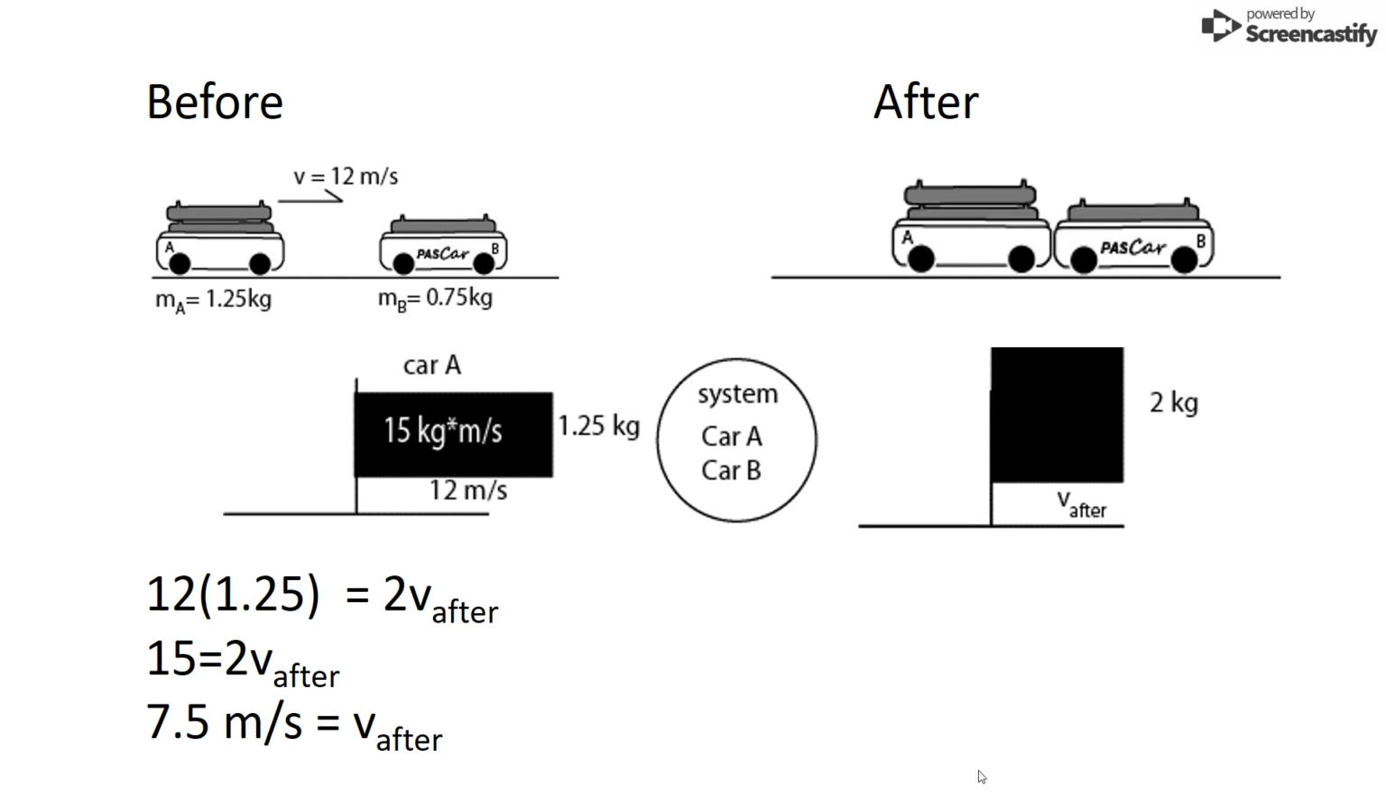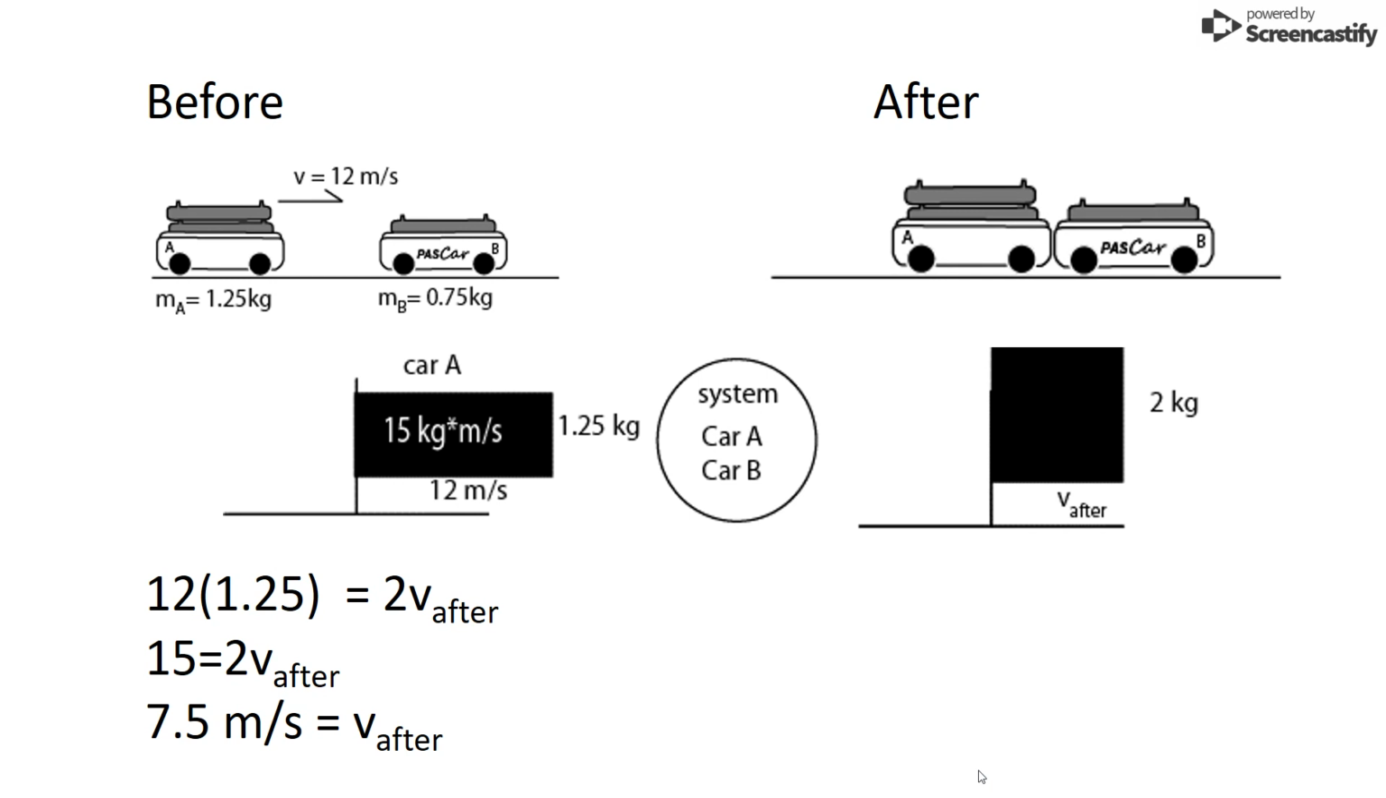So on my other box, I know the height is 2 kilograms. The two cars are stuck together and have a total mass of 2 kilograms. I don't know the velocity after this collision, so I just label it V after. I can see that 12 times 1.25, the area of the first box, has to equal the area of the after box, which I set up as an equation as 2 V after. Then I solve that for V after and get 7.5 meters per second.